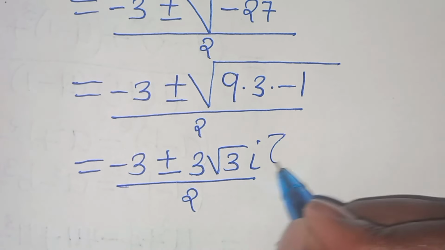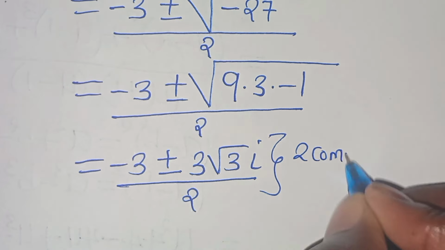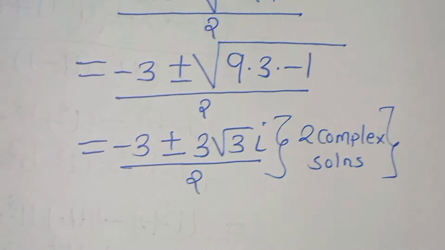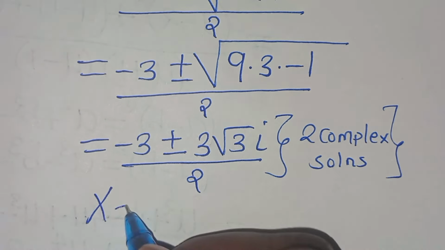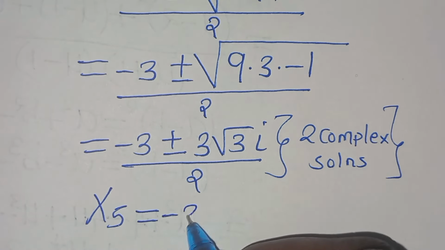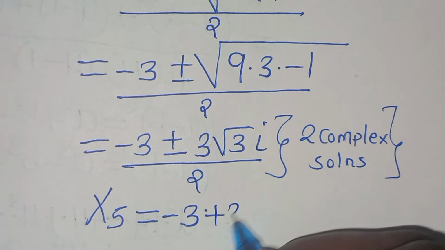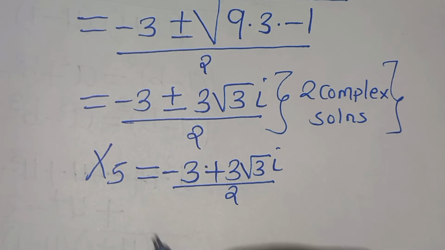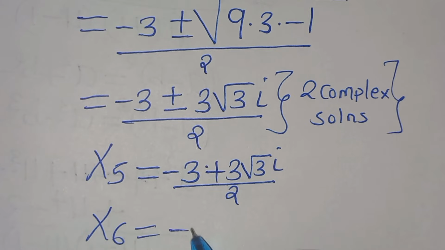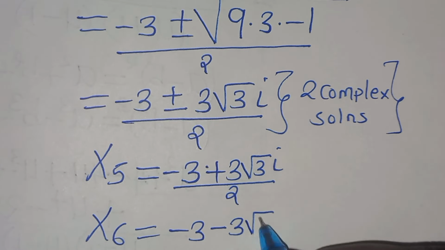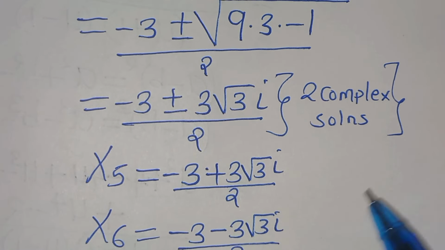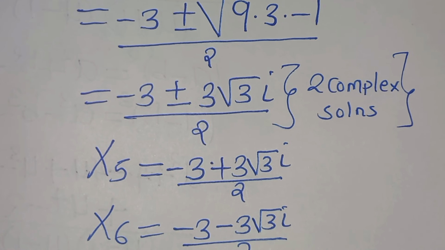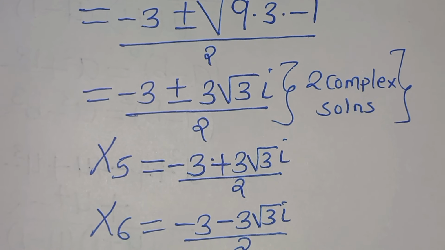So it's clear that here, these are two complex solutions under case 2, where we have x5 equal to minus 3 plus 3 root 3i divided by 2, and we have x6, this is minus 3 minus 3 root 3i divided by 2. These are two complex solutions under case 2. And this totals to 6 solutions. So we have got 6 solutions here.